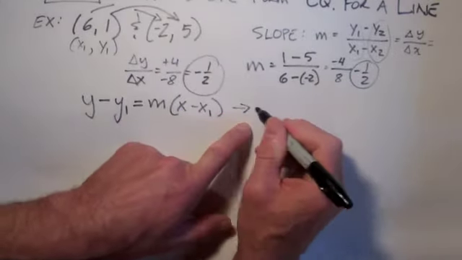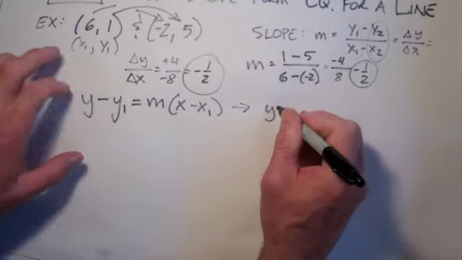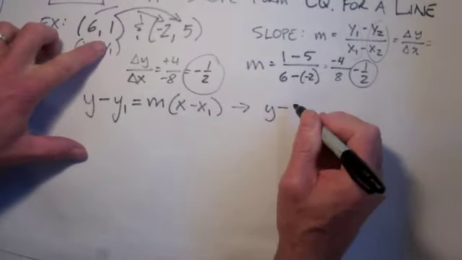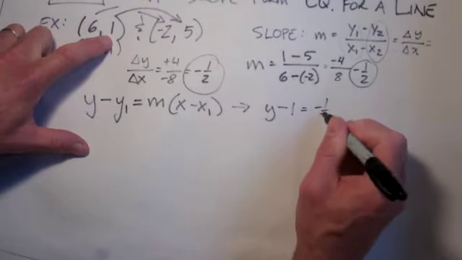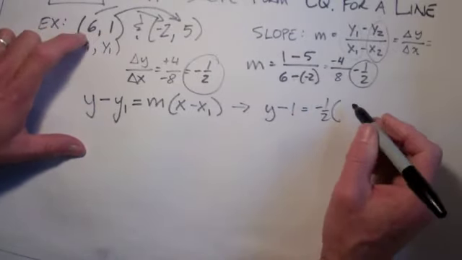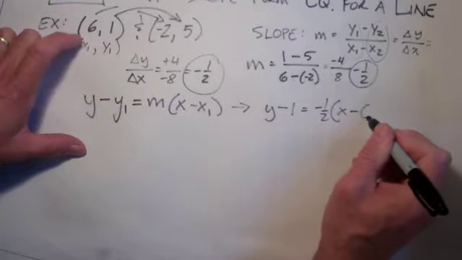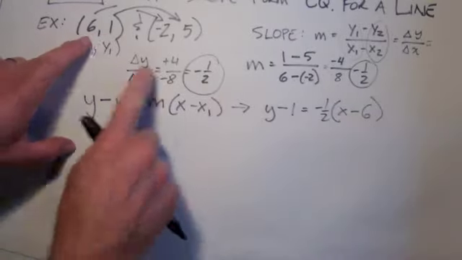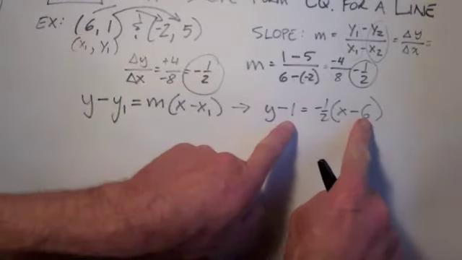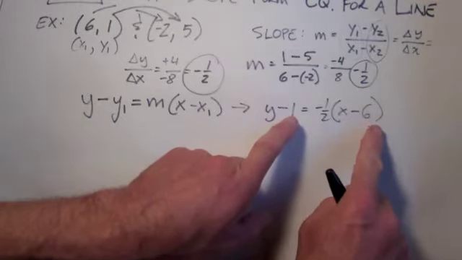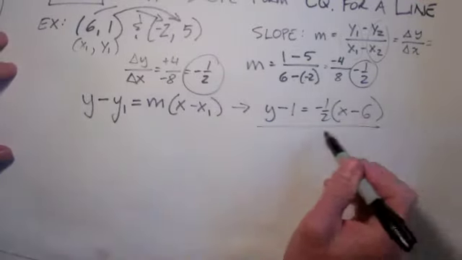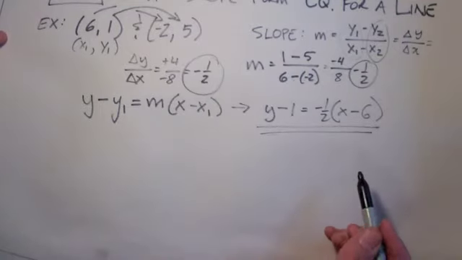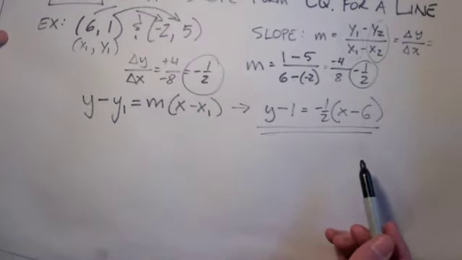So that's going to become y minus 1, my y value, is equal to negative 1/2 times x minus 6. Again, all I need to worry about is being consistent. If I use 1, I have to use 6. If I were to use a negative 2 there, I'd have to use the 5 there. And that is it. I'm done. That is how I find the equation of a line in point-slope form.